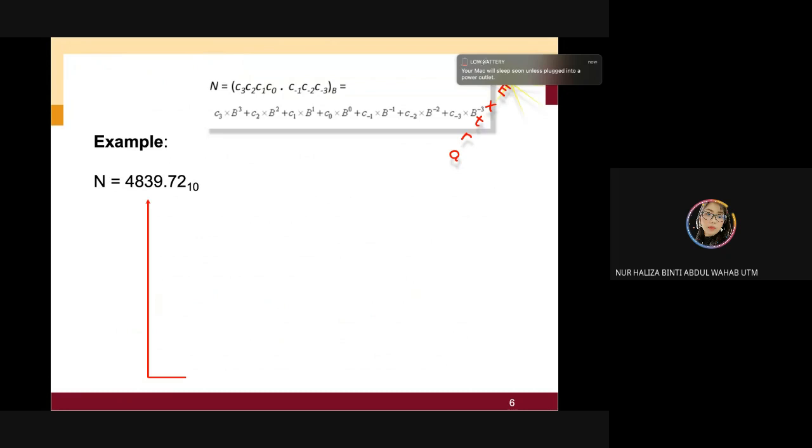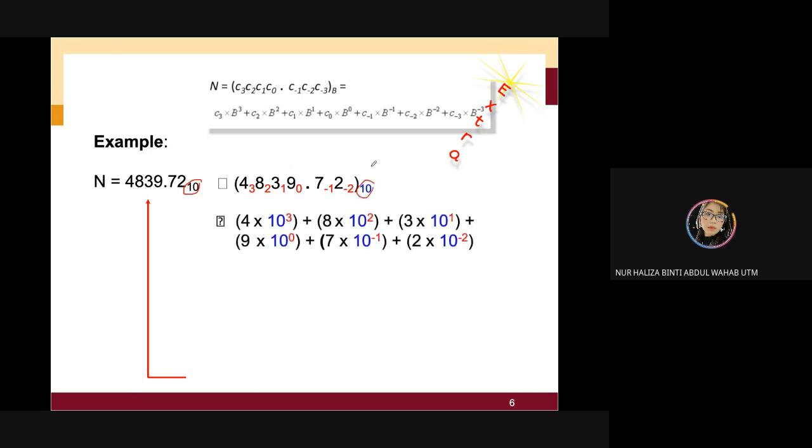So let's take a look also. Okay, there is an example here. It's given you 4,839.72 base 10. Similar to what I already taught, you're going to have base 10 to the power of 0, 10 to the power of 1, 10 to the power of 2, 10 to the power of 3. You need to multiply with it. This one is 10 to the power of minus 1, 10 to the power of minus 2. How is it going to look?